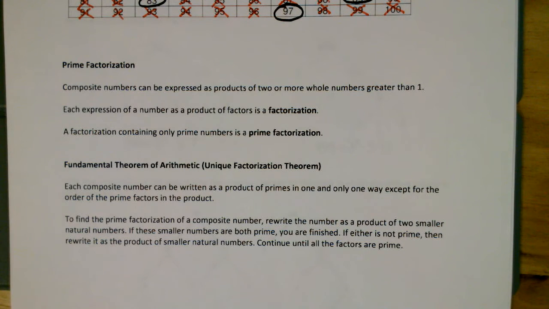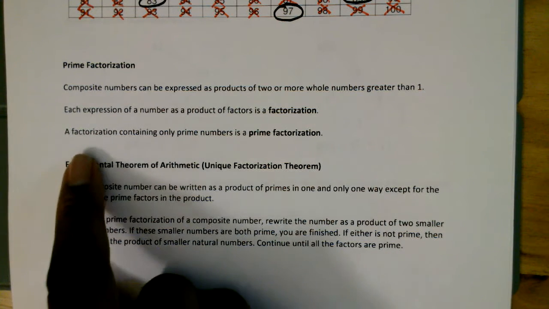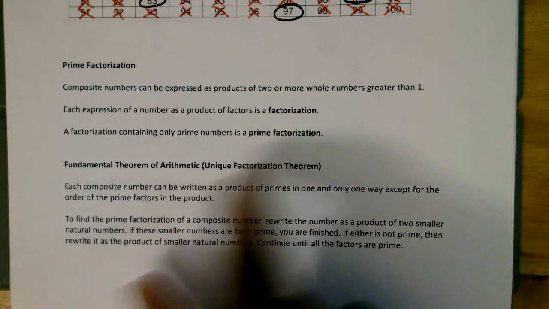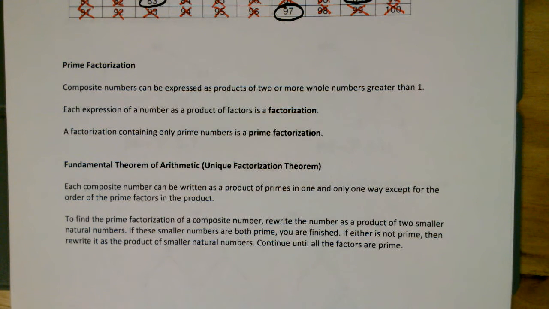Composite numbers can be expressed as products of two or more whole numbers greater than 1. And each expression of a number as a product of factors is a factorization. But if you have a factorization that contains only prime numbers, then we call that a prime factorization.